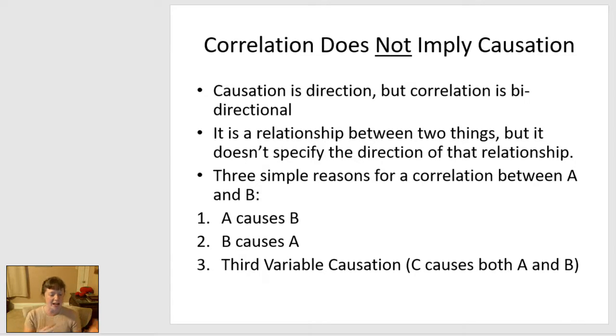You can say that there is a relationship between two things bidirectionally, correlationally, but that doesn't mean the correlation specifies which way the relationship goes. There could be three reasons why there's a correlation between two variables. A causes B, B causes A, or this thing called the third variable problem. There's this third variable that you didn't measure that is really causing both A and B to fluctuate. And so let's go through some examples.